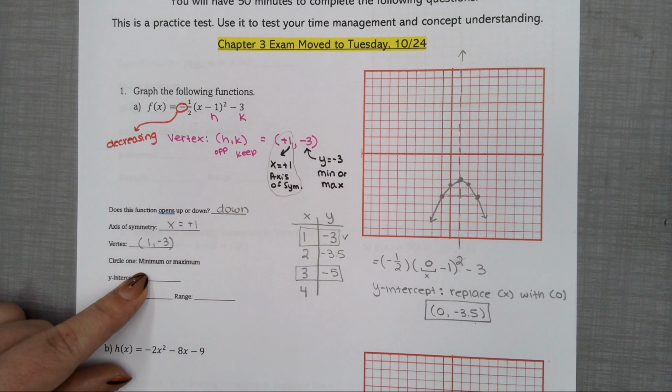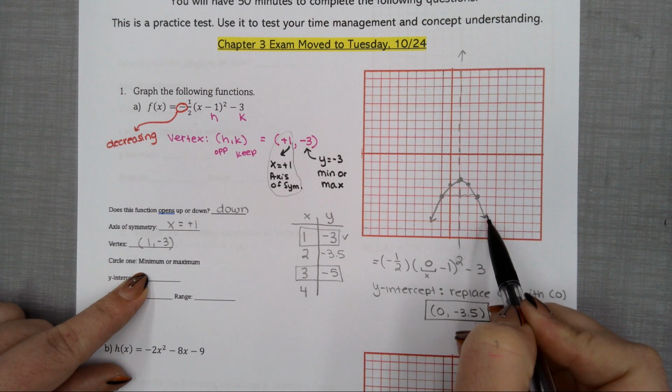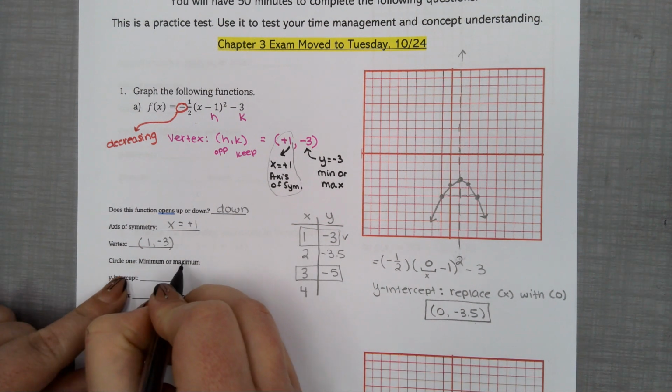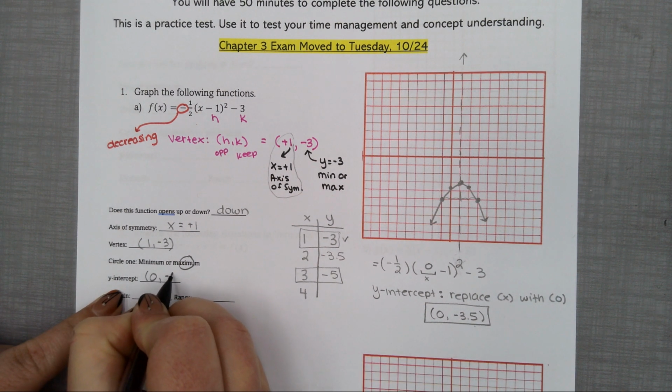Did we have a minimum or did we have a maximum? Because it gave us a peak and the values are going down, we have a maximum. The y-intercept was at 0 and negative 3.5.